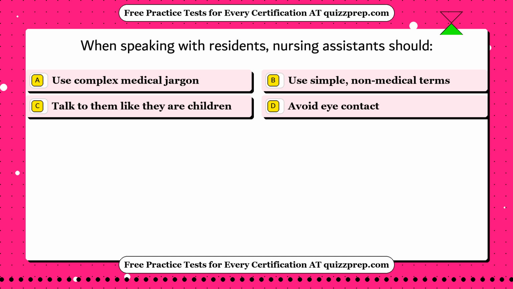Question 30. When speaking with residents, nursing assistants should: Option A. Use complex medical jargon. Option B. Use simple, non-medical terms. Option C. Talk to them like they are children. Option D. Avoid eye contact.